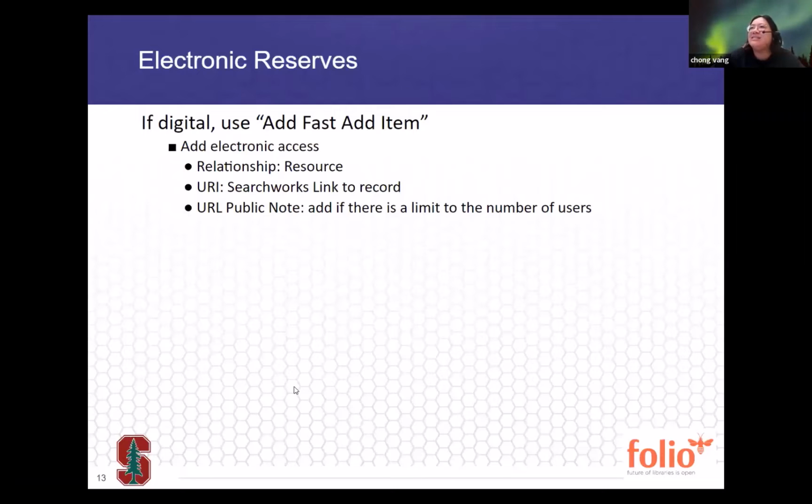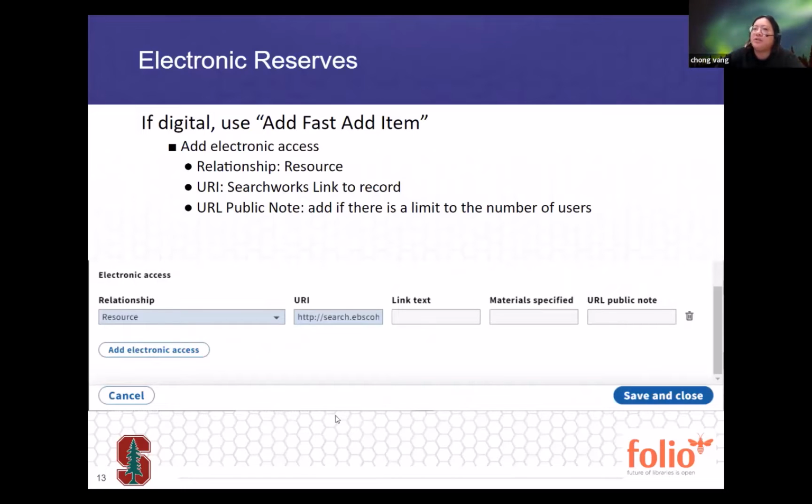All right. So similarly to fast adds, for personal copies, we also use fast add to put electronic reserves on reserve. So one of the things that you'll notice that's going to be different with FOLIO versus Workflows is that there are no barcodes for electronic items. So because of that, we'll need to create a fast add record for them to put them on reserve.